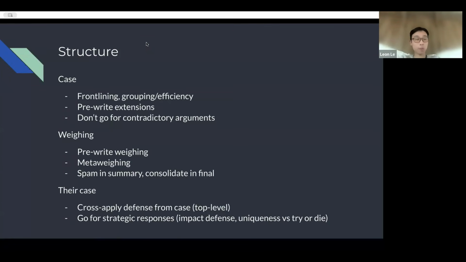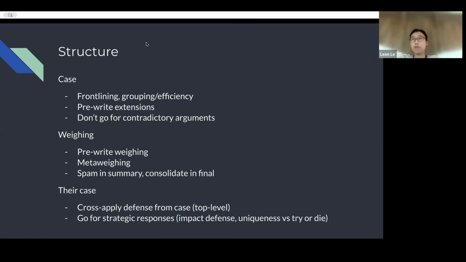That comes before negative time frame weighing, because the negative can at most delay extinction, whereas the affirmative is the only chance to save infinite future generations. And that is word for word my try or die block. And you should just have it written down, because it'll always help increase word efficiency when it's pre-written.